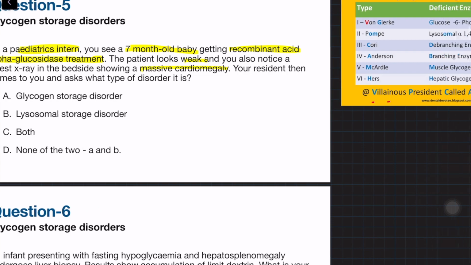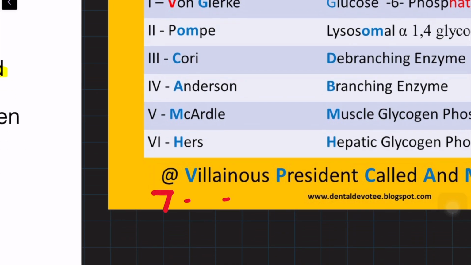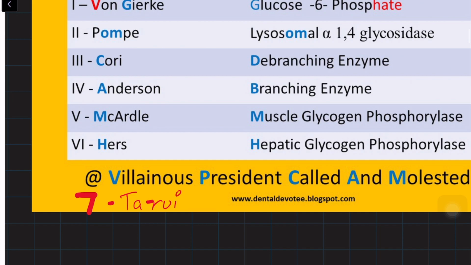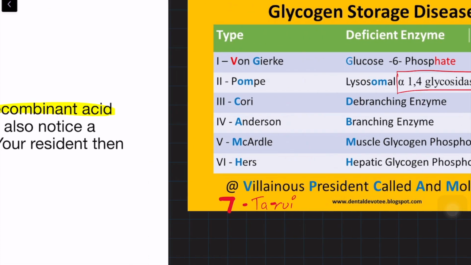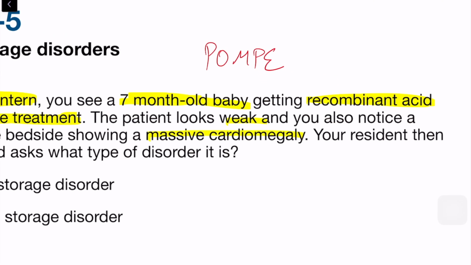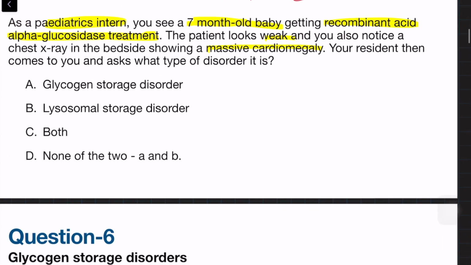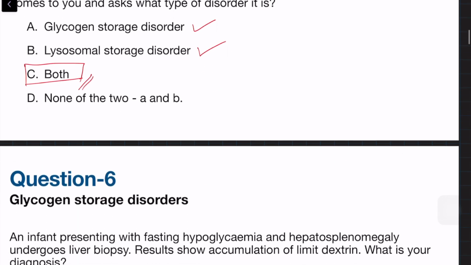First let's see the glycogen storage disorders. There are 7 types. Here we can see alpha 1,4 glucosidase deficiency, which is Pompe's disorder. So this disorder is Pompe. It is a glycogen storage disorder, but the answer is not just glycogen storage disorder, because it is also a lysosomal storage disorder. Therefore, the answer is both. That is, Pompe is both a glycogen storage disorder and a lysosomal storage disorder.